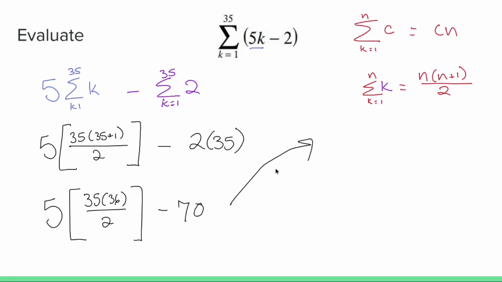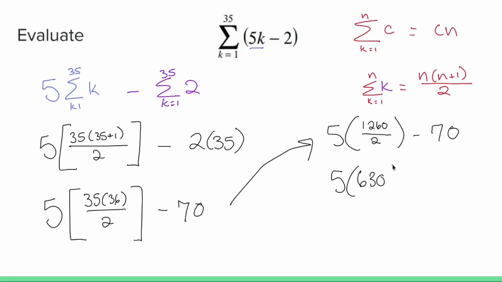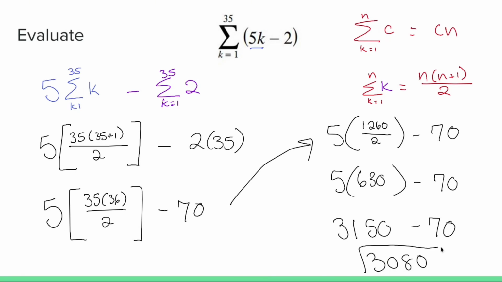All right, let's move that over here. 35 times 36 is 1,260. So divide that by 2. Minus 70. So dividing that by 2 is 630. 630. Let's make it a little bit larger because we're dividing it by 2. Minus 70. That is going to be 3,150. Minus 70 is going to be 3,080. And that's how you do it.